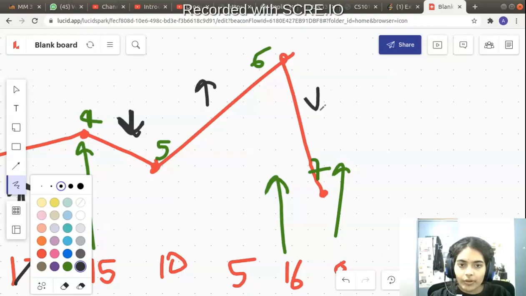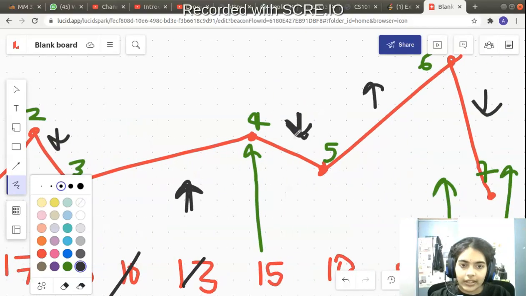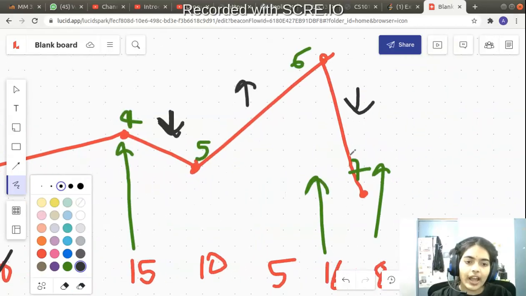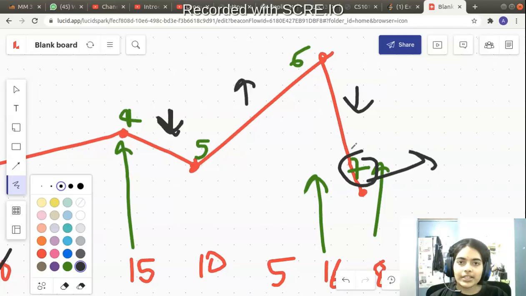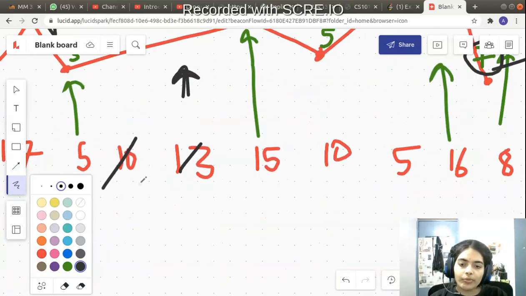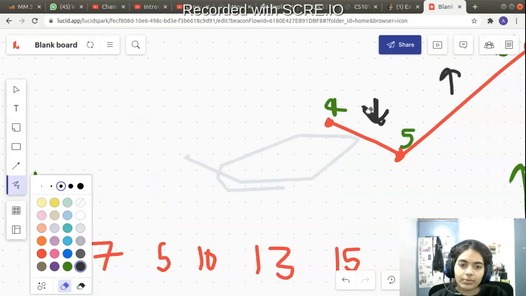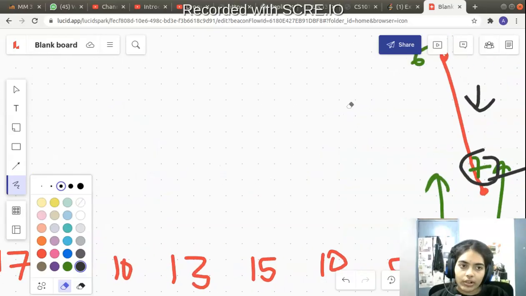So let me see now from the beginning. First increasing, decreasing, then increasing, then decreasing, then increasing, then decreasing. So I have the last number, which is 7, in the wiggle subsequence. I mean, seven is the length of the maximum wiggle subsequence that I can form from this input array. Now how do I solve this question, right? We just saw the approach through this particular example, but how do we solve this question?